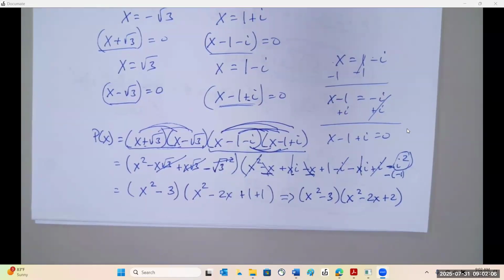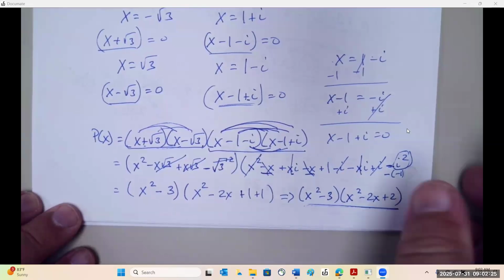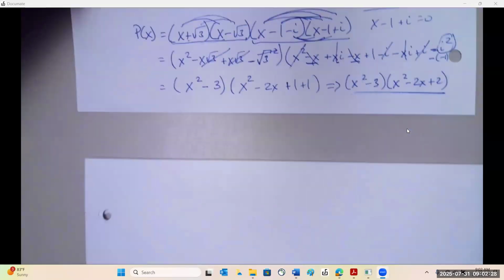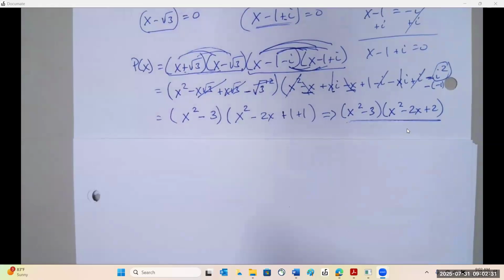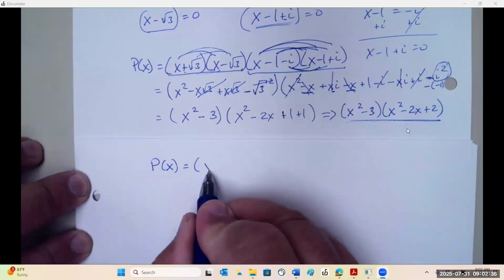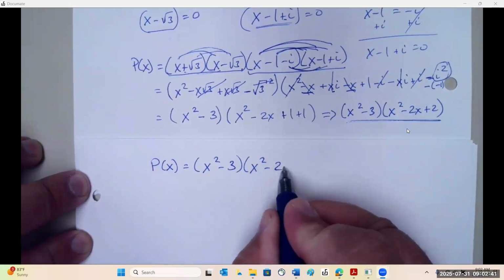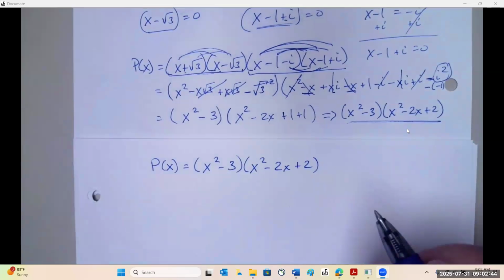One more time, I can't apologize enough, but that's what's happening here: we will have more and more of these things. And this is not all the writing we do. Wait till the next part. We're going to do a lot of synthetic divisions. So now what do we do? Now we've got to multiply these two together. So P of x is equal to x squared minus 3, times x squared minus 2x plus 2.